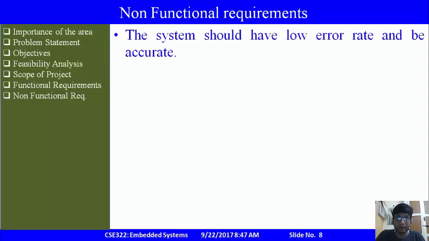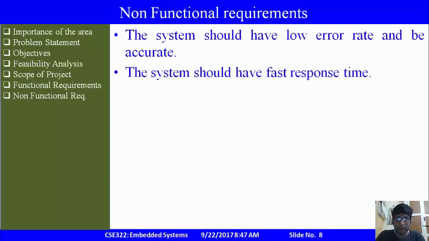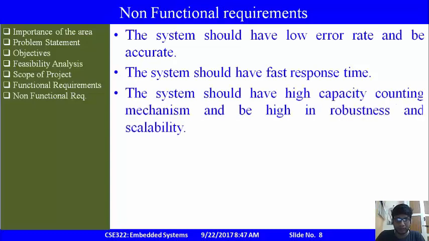So the first one is the system should have low error rate and be accurate. So the chances of error should be as minimum as possible and accuracy must be as maximum as possible. Second is the system should have fast response time. So by response time we mean the length of time taken by the system to react to an event should be as minimum as possible.